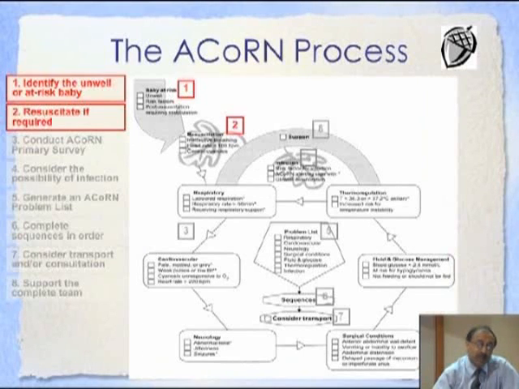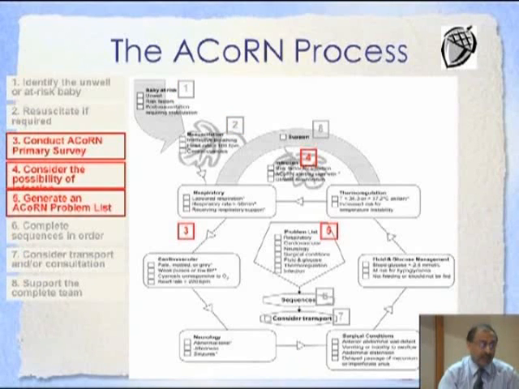Steps 1 and 2 are identification of the unwell or at-risk baby, followed by an assessment of the need for resuscitation. Step 3 is the ACORN primary survey. This hexagonal algorithm summarizes a quick and easy assessment of the baby, identifying areas of concern according to the nature of the presenting problem. Step 4 reminds us that infections remain an important part of neonatal care.